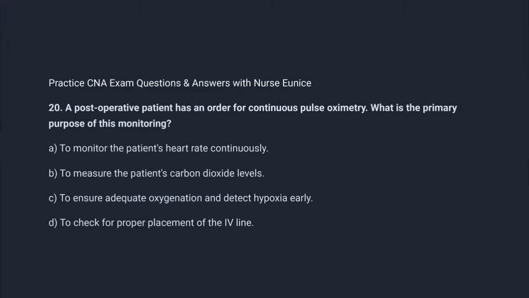Number 20, a post-operative patient has an order for continuous pulse oximetry. What is the primary purpose of this monitoring? A, to monitor the patient's heart rate continuously. B, to measure the patient's carbon dioxide levels. C, to ensure adequate oxygenation and detect hypoxia early. D, to check for proper placement of the IV line. Why do we put that probe on the patient's finger? What are we monitoring?